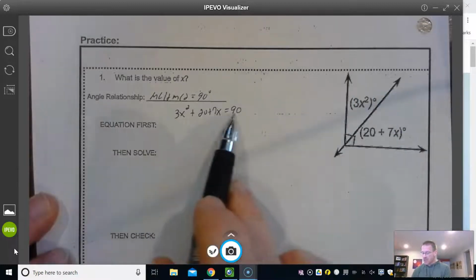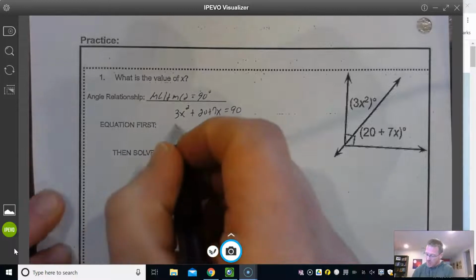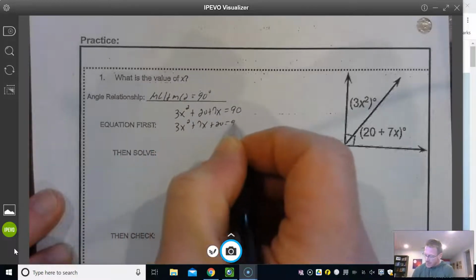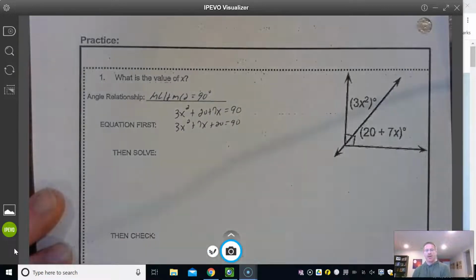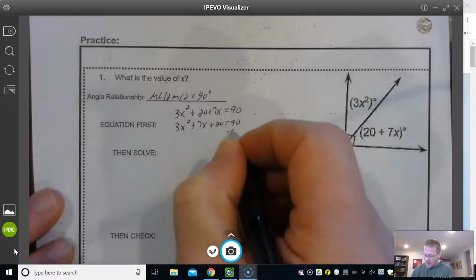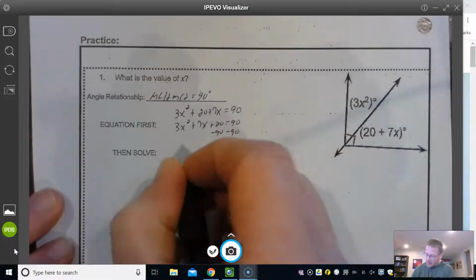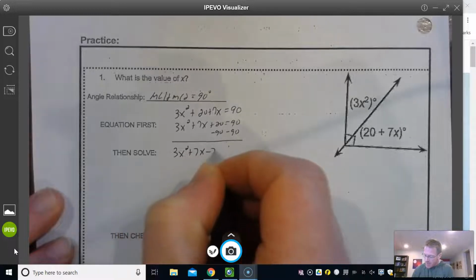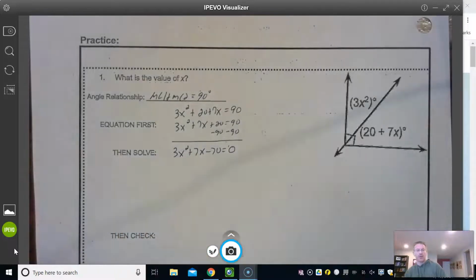Now, notice I'm going to do a little bit of rearranging here. I'm going to put my x term second, like that. And here's what we know: it needs to be equal to 0. So now I'm going to subtract 90 from both sides. So 3x squared plus 7x minus 70 is equal to 0.